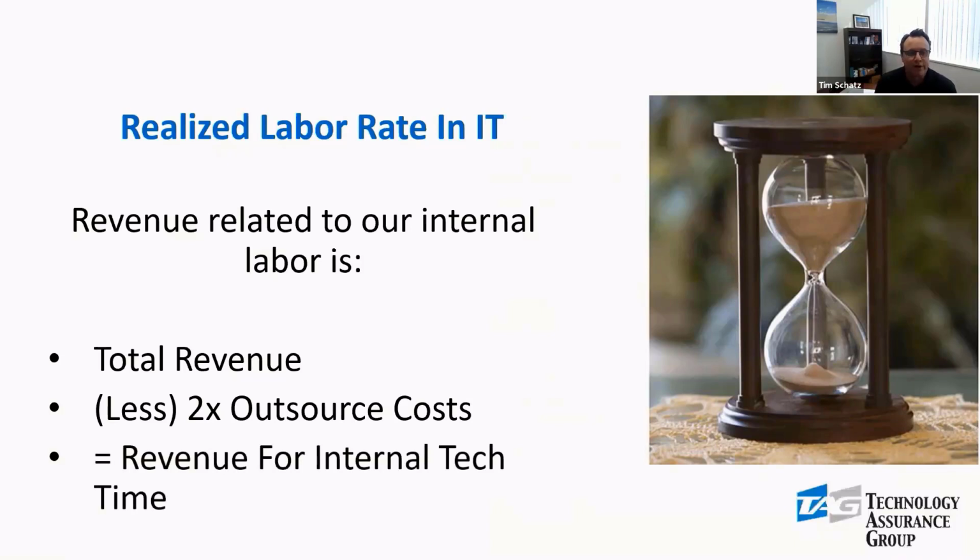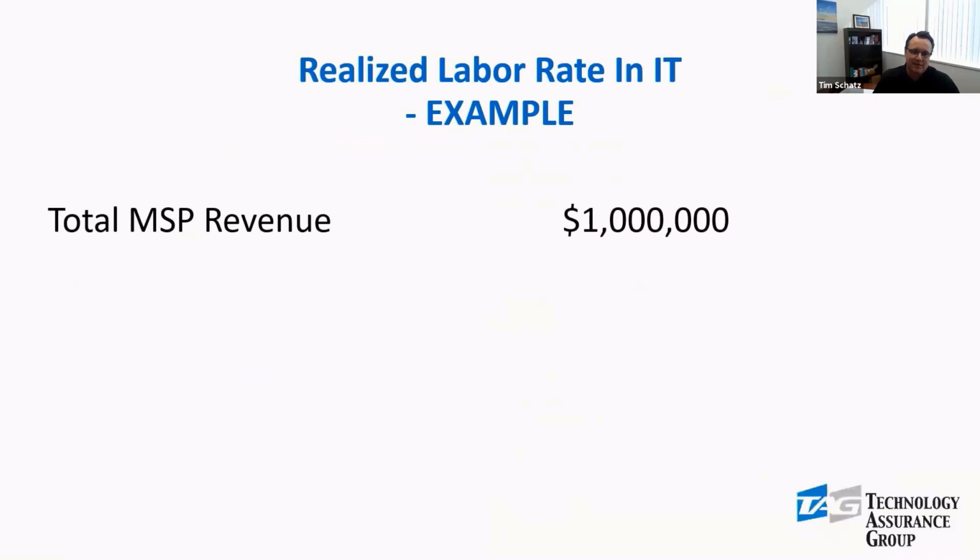Let's put this in a real world example using some nice round numbers so that this concept gets very clear. If we had total MSP revenue, let's say this is an annual revenue, we look at 2020 and we had $1 million of MSP revenue. How much of that is related to our outsourced cost and how much of that $1 million is paying for the services that my internal techs are delivering? We don't know. So the idea is if we can use 2x the outsourced cost, we can estimate what our labor rate is for the internal tech time.